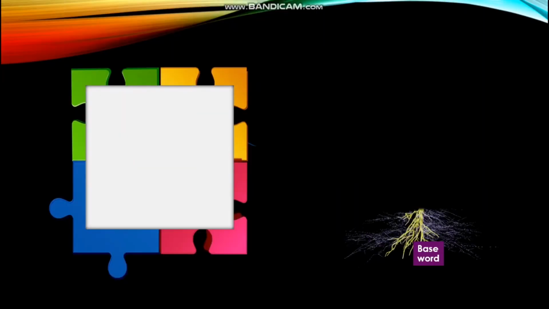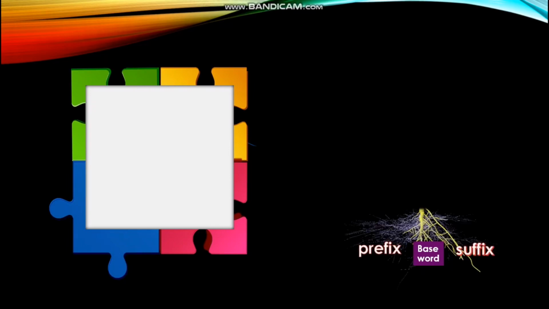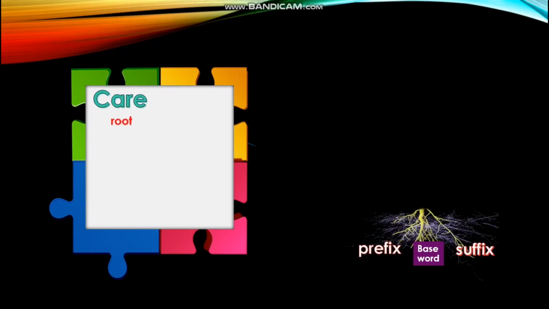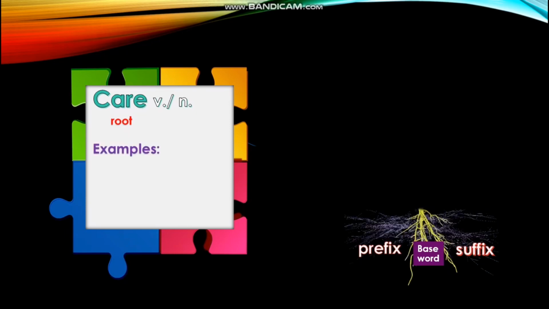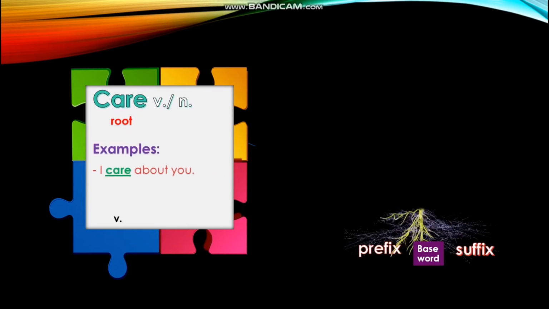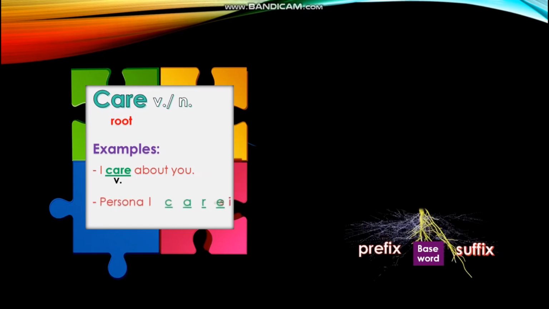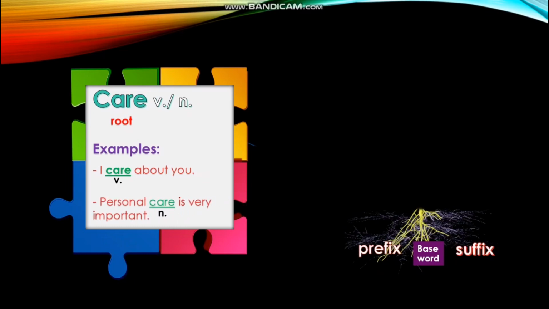A base word has no prefix or suffix added to it. The word care is a base word. It can be either a verb or a noun. Example: I care about you. The word care is a verb. Personal care is very important. The word care is a noun.